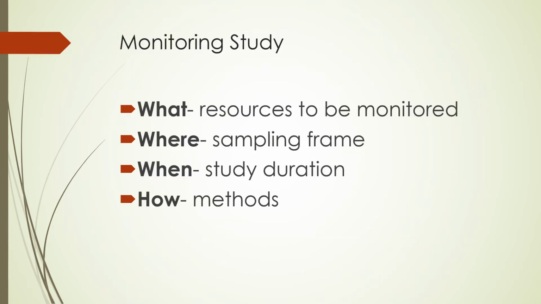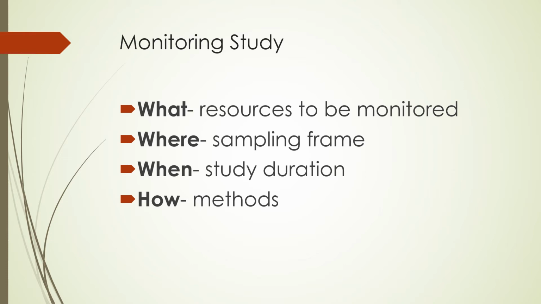In your textbook, they talk about 4 factors that need to be considered before you start any monitoring study. The first is what? In other words, what resources are going to be monitored? Secondly is where. Exactly where are you going to sample for the species or group of species? And that really means putting a sample frame on the ground so that you know exactly what your study area entails.